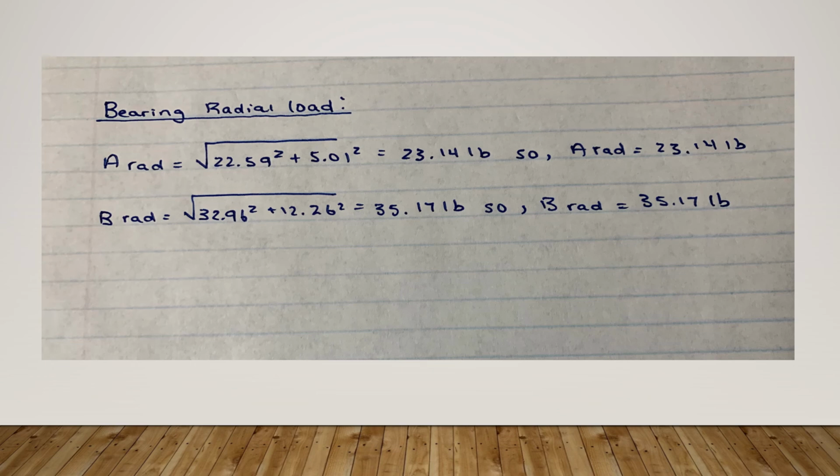So the last part to solving this problem would be finding the bearing radial load for ARAD and BRAD. So for ARAD, we get 22.59 squared plus 5.01 squared, and we take the square root of that, and then we get 23.14 pounds. So 23.14 pounds is our ARAD for the bearing radial load, and for BRAD we get the square root of 32.96 squared plus 12.26 squared, and we get 35.17 pounds. So BRAD is equal to 35.17.